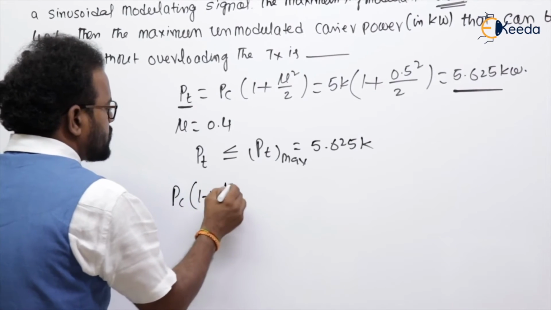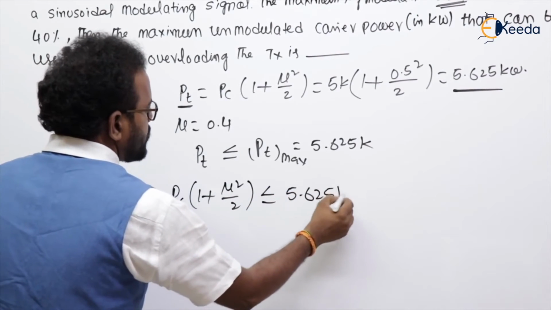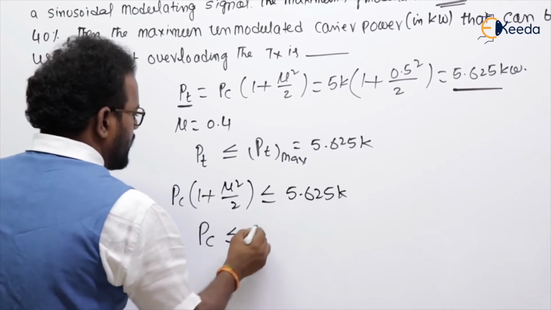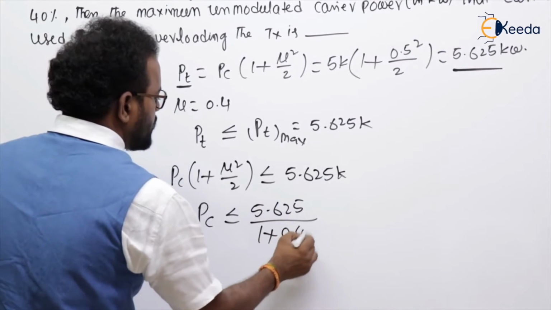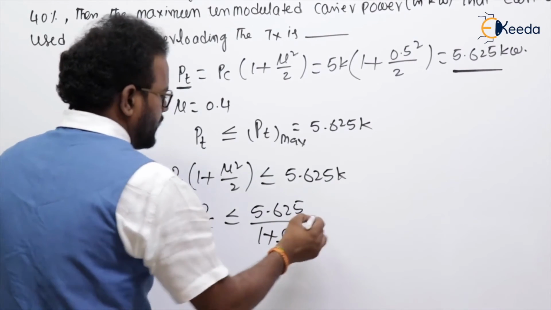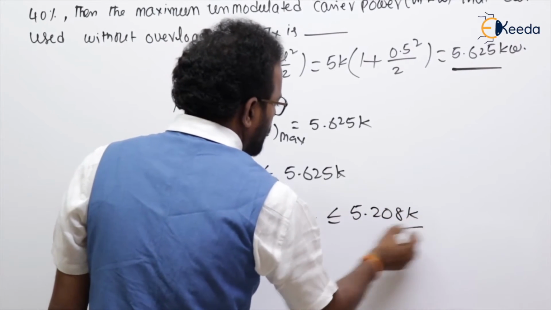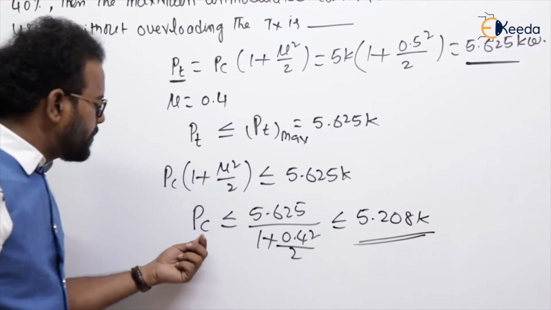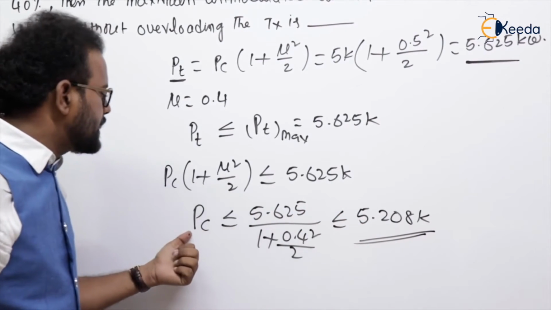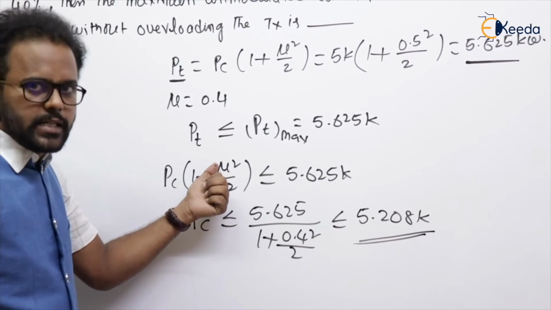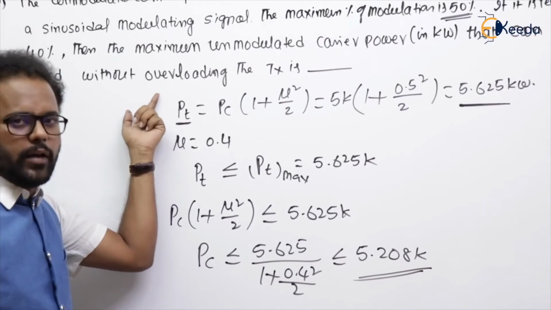What is the PT formula? Same, PC into 1 plus mu squared by 2 should be less than or equal to 5.625k. So PC value less than or equal to 5.625 by 1 plus, now mu is reduced to 0.4 squared by 2. Then it should be less than or equal to 5.208 kilowatts. So the maximum PC permissible is up to 5.208. Why PC increases here: mu value decreases. You should not cross this one, because if you cross that, overloading will be given.